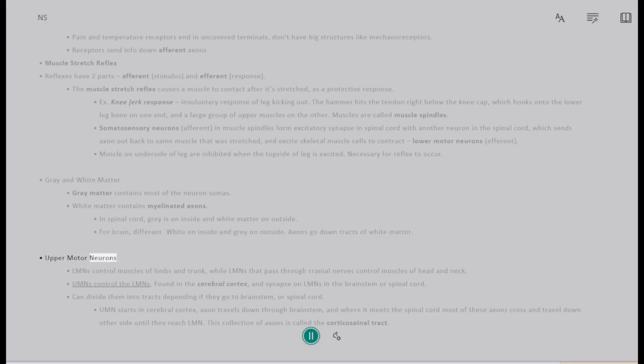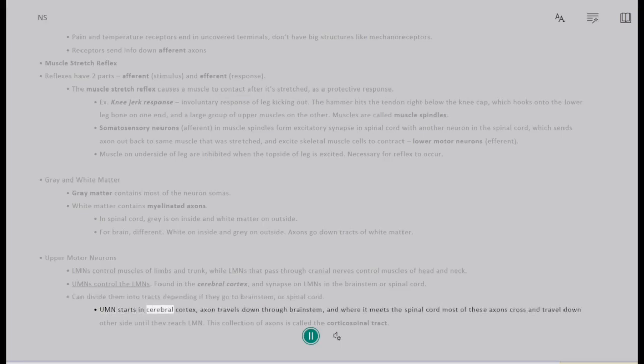Upper motor neurons. LMNs control muscles of the limbs and trunk, while LMNs that pass through cranial nerves control muscles of the head and neck. UMNs control the LMNs. They are found in the cerebral cortex, and synapse on LMNs in the brainstem or spinal cord. We can divide them into tracts depending on whether they go to the brainstem or spinal cord.